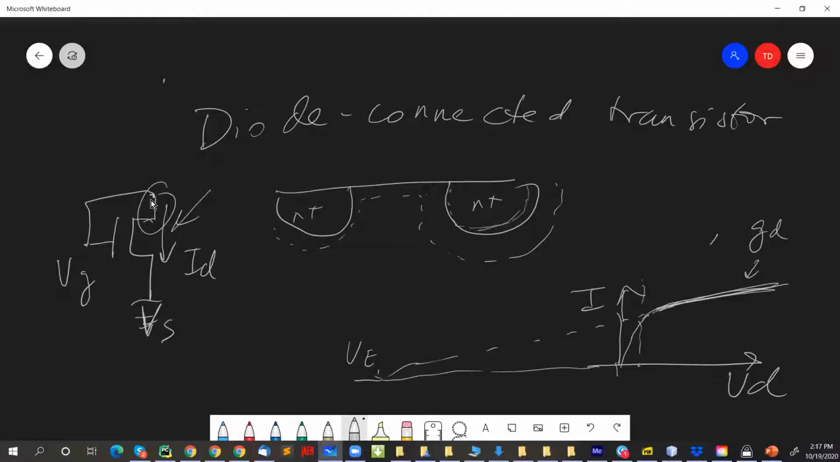Is it clear now? The longer you make the transistor, the smaller the effect of this little change. Maybe Shichi can draw the change. If you make the drain voltage higher, the depletion region around the drain gets wider or narrower? Who says wider?